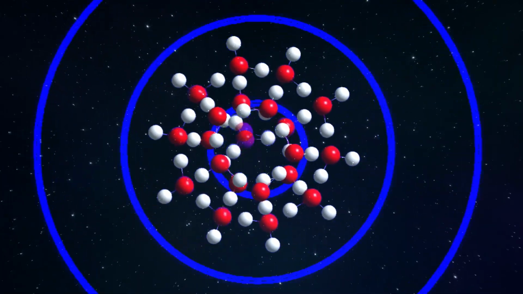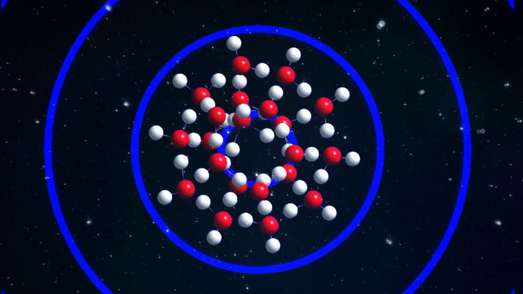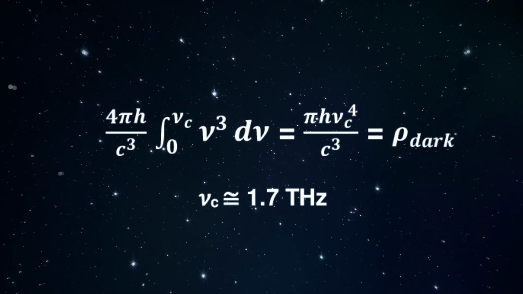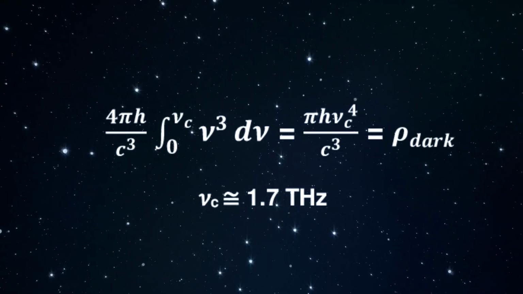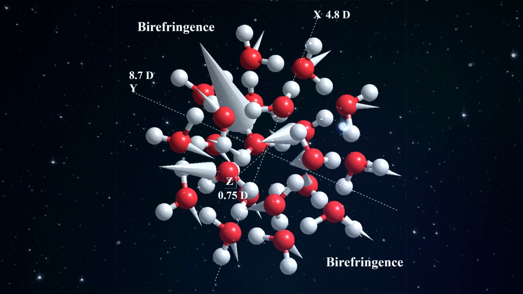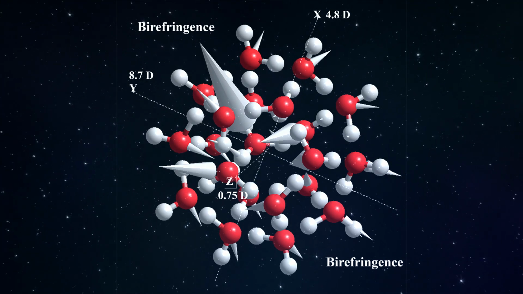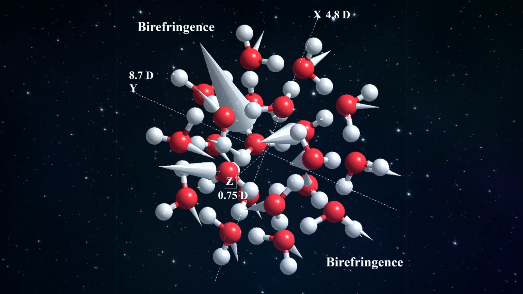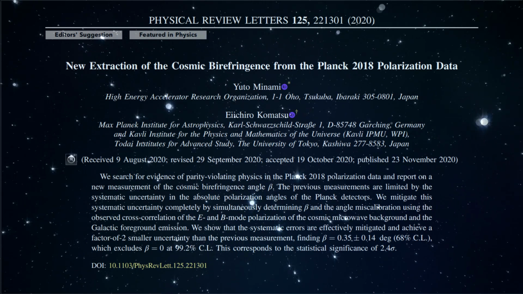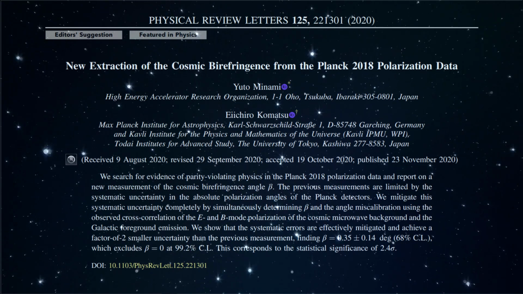This is the terahertz radiative mode of an ejected pentagonal dodecahedral water nanocluster, equal in frequency to the 1.7 terahertz value in the formula that agrees with the presently observed dark energy density. The indicated anisotropic dipole moments along the nanocluster axis are precursors to water nanocluster birefringence, analogous to the terahertz-induced birefringence of liquid water. Observational evidence for birefringence of the cosmic microwave background has recently been reported.